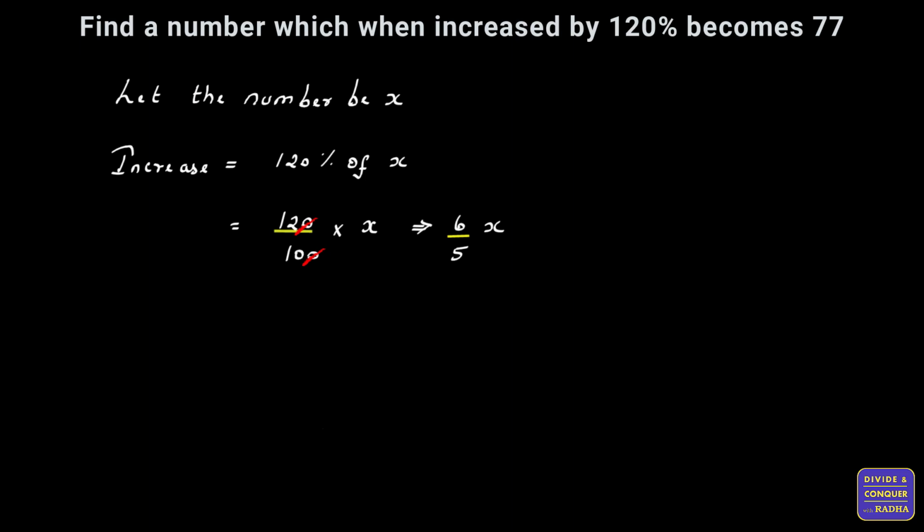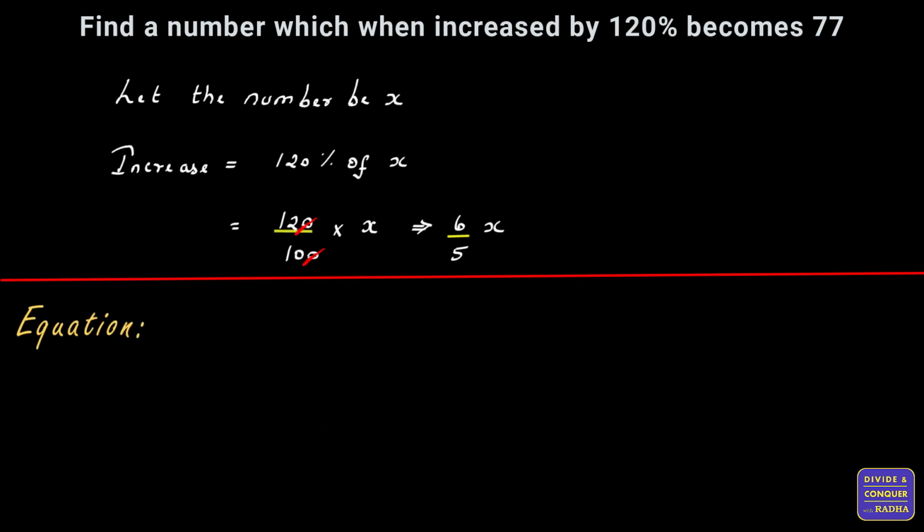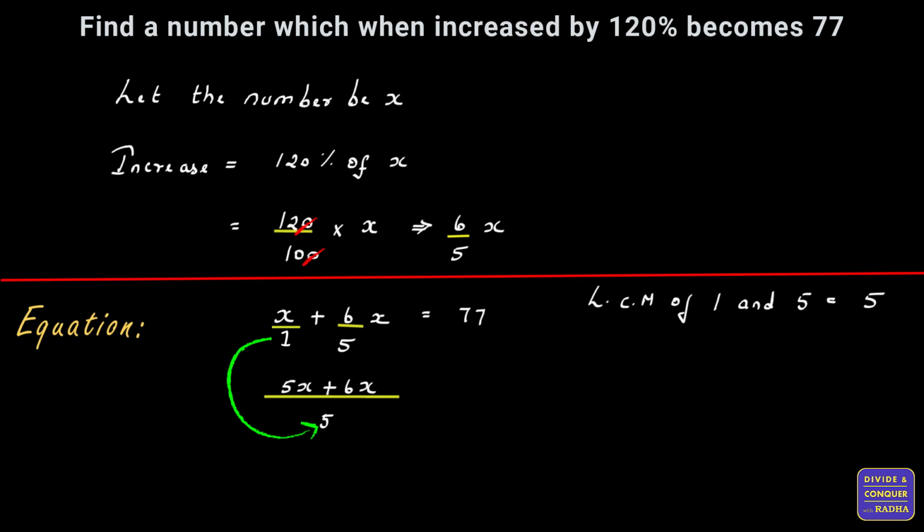Now comes the major part, framing the equation. Original number plus the increase is equal to the new number. So x plus 6 by 5x is equal to 77. The LCM is 5. So 1 times 5 is 5. So x times 5 we get 5x plus 6x divided by 5 is equal to 77. 5x plus 6x gives us 11x.